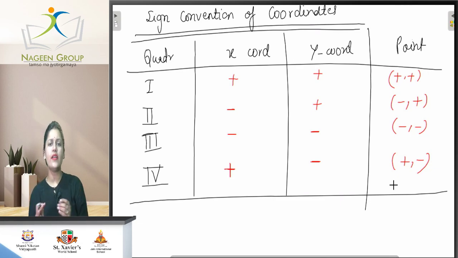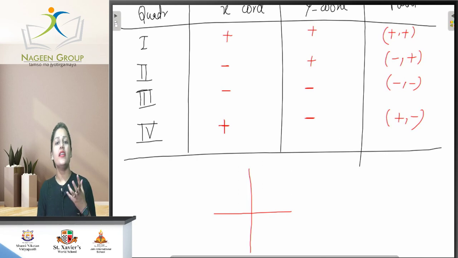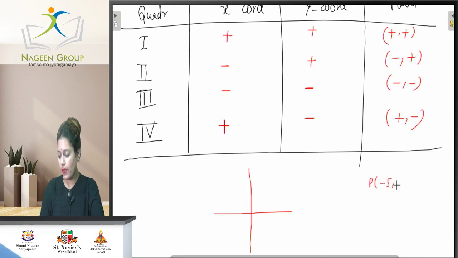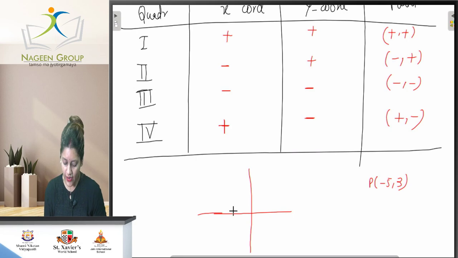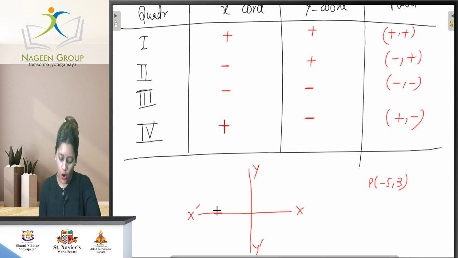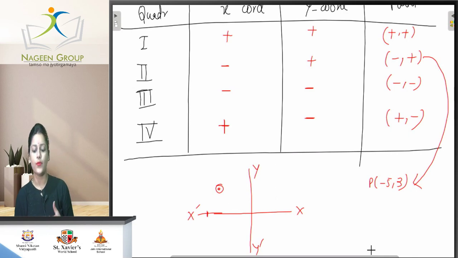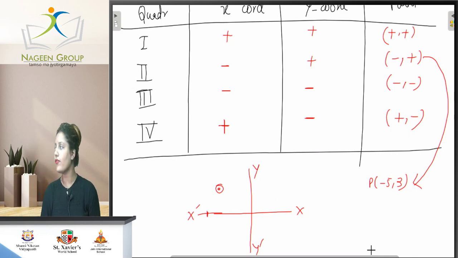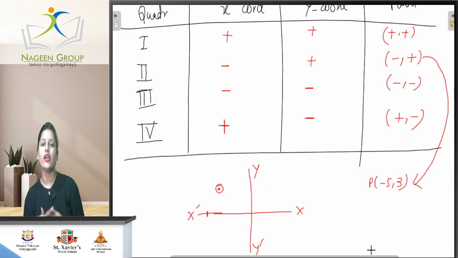So now we are easily able to place points on the number line according to the signs. If I ask you where the point minus 5 comma 3 lies, you can easily see where the negative x lies. It lies on this side. And y is positive, so the point is in the second quadrant. It is in the same way shown in the sign conventions of coordinates. So you have learned. Now you have to learn how to plot a point on a Cartesian system.